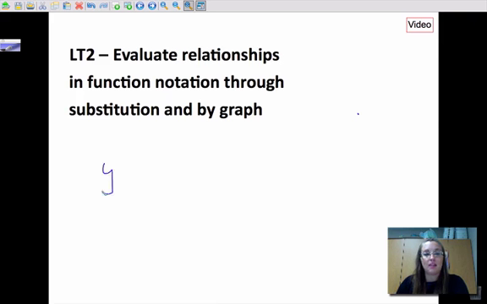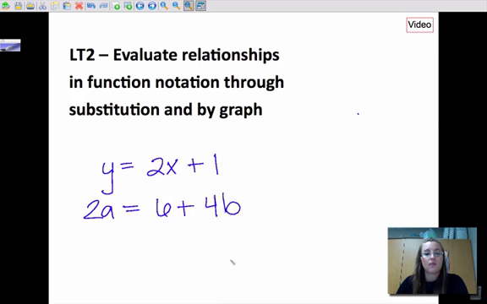What you've seen in the past is a lot of equations written in y equals mx plus b form, like for example, y equals 2x plus 1. You've seen equations probably written in a lot of different ways, maybe with some letters. But we're going to talk about a different way to use notation. This is called function notation, and we're going to talk about how it's useful and why we use it.